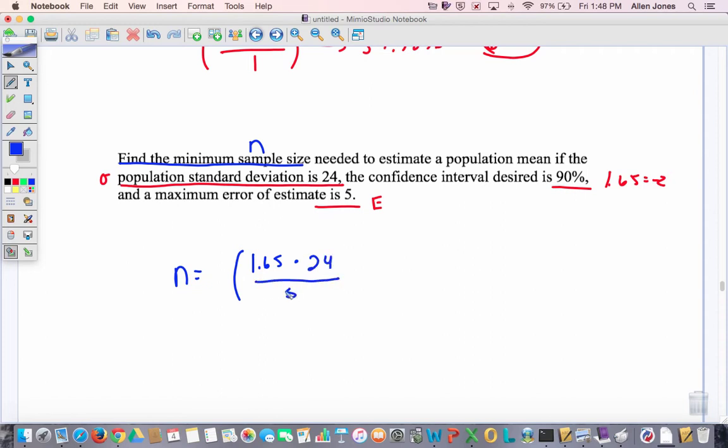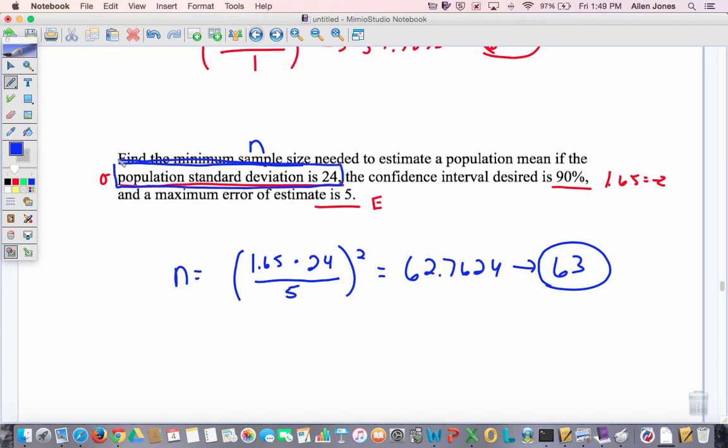Our z-score for 90% is 1.65. Our standard deviation is 24. We want to be accurate within 5, and we square that value. If I plug that into my calculator, I get 62.7624, and we always round that up to the next whole number, so our minimum sample size needed here is 63. So that covers our information.